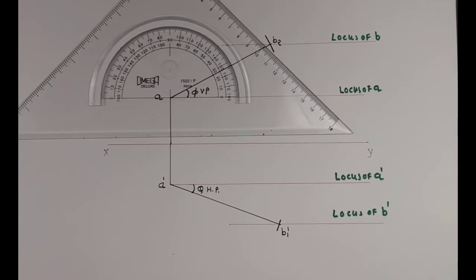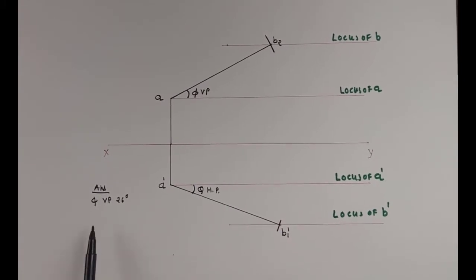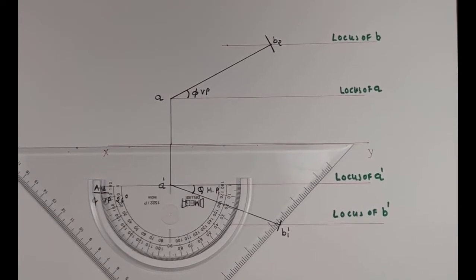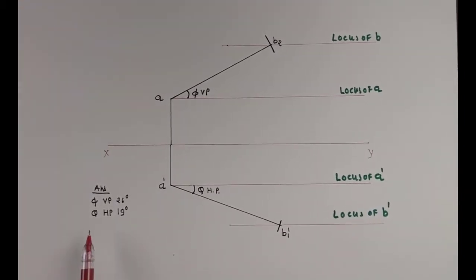Now you arrange your protractor at point A and measure the inclination. You can write your answer: line inclined to VP is 26 degrees. Similarly, you arrange your protractor at A dash and measure the line inclined to HP, angle theta. Now your line inclined to HP, theta, is 30 degrees.